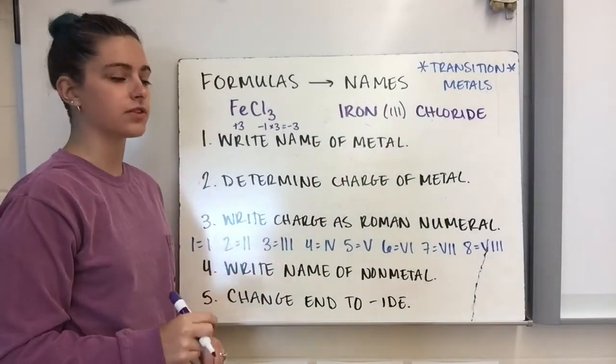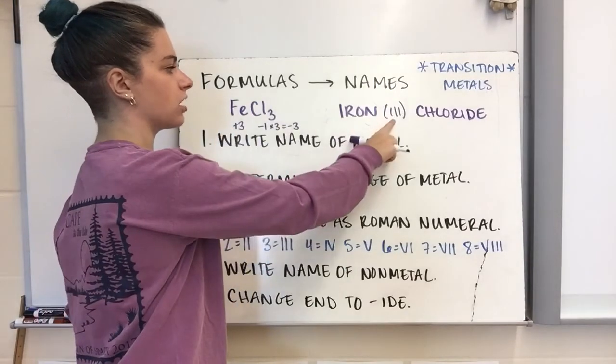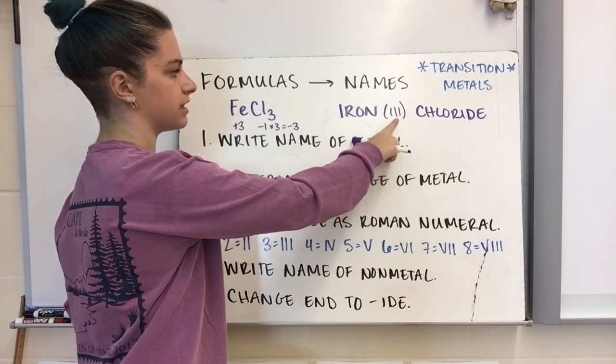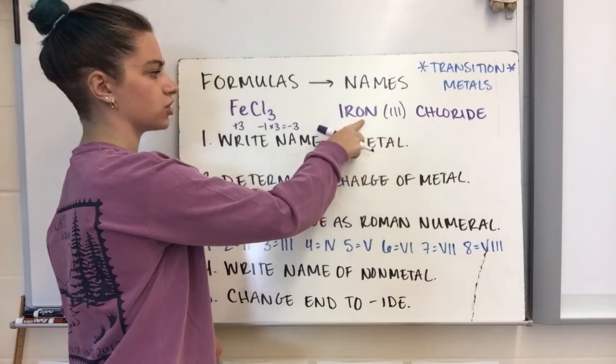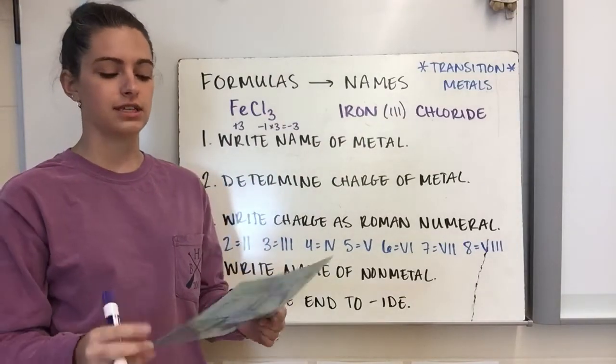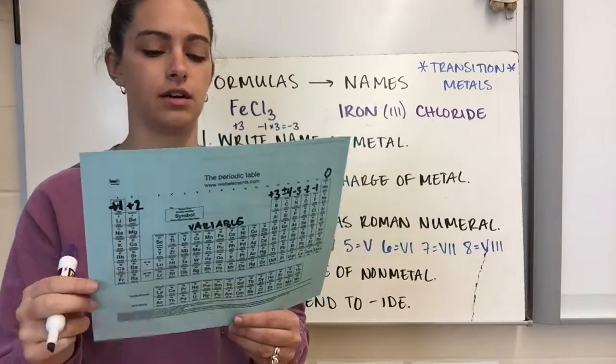So the only major difference with transition metals is we have to figure out the charge on the metal, and then that charge on the metal goes into parentheses here in the middle. So what's in parentheses in the middle of this name tells us the charge on the metal. This only applies for transition metals. If it's not a transition metal, so if it's not in the middle here, it doesn't need a Roman numeral.